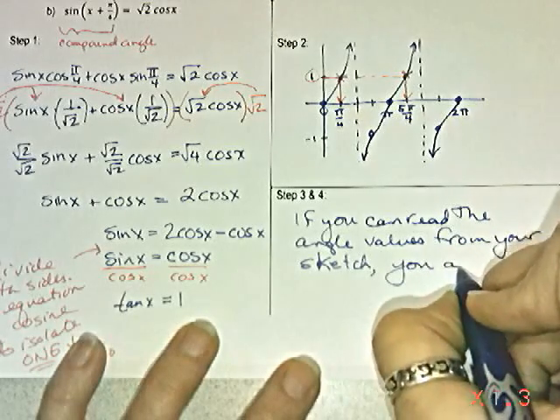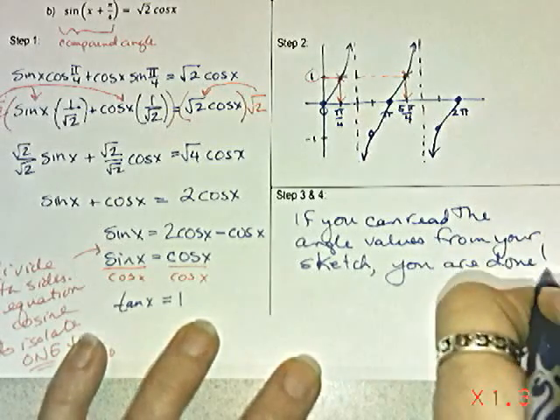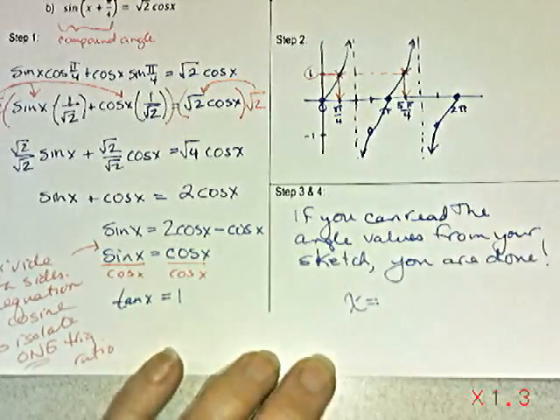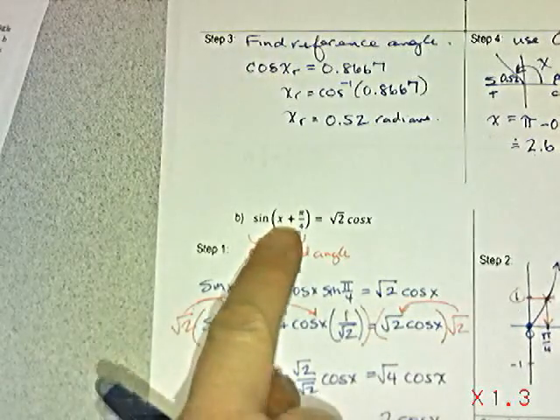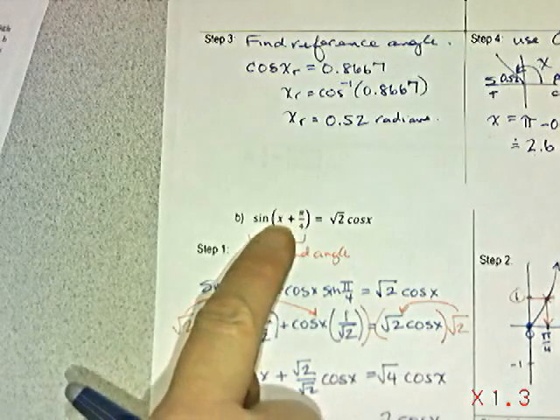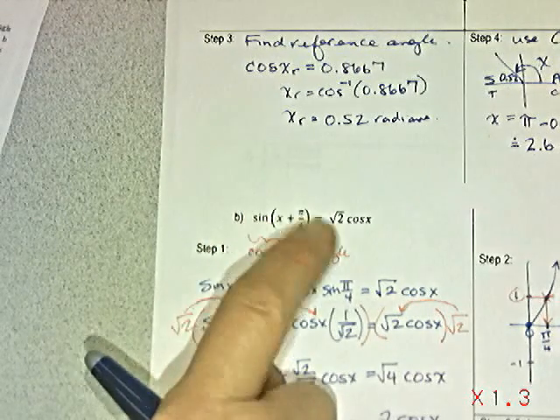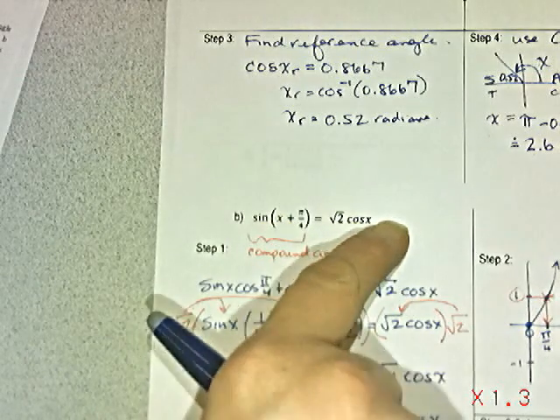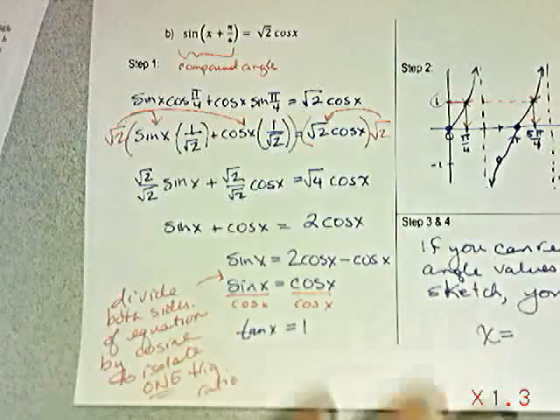You are done. There's no need to go to steps 3 and 4. And so x, the angle that makes this true, you can put a pi by 4 here or a 5 pi by 4 here, plug it into your calculator, and you will get the same value as the right hand side with a pi by 4 or a 5 pi by 4 in it.